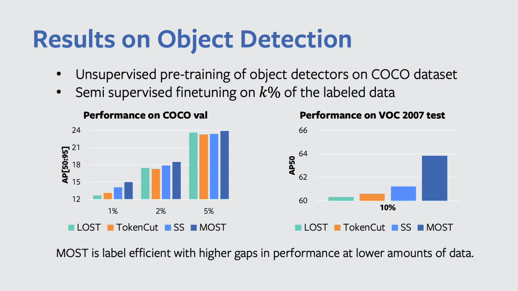Next, we evaluate the semi-supervised performance by fine-tuning the detectors on k% of the data. We observe that MOST outperforms the other baselines comfortably across different values of k on the COCO and Pascal VOC dataset, with the gap being higher at lower amounts of data.